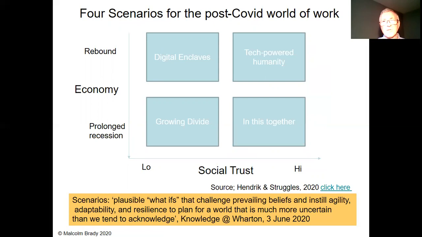And essentially, they use 2 dimensions now to propose different scenarios. How well the economy will recover, will it rebound, or will it remain in a recession? Or what level of social trust will it maintain? Will it remain high, as it was at the beginning of the pandemic in many countries, or will it go to a low level where people don't trust each other and don't trust the government? And those 2 dimensions give you a 4-quadrant set of scenarios. I won't go through them. You can follow this source yourselves to look at the details of it. But essentially, there are 4 quite different scenarios.